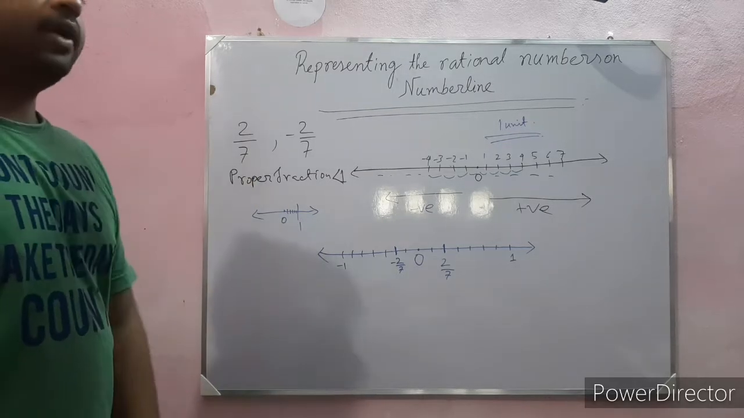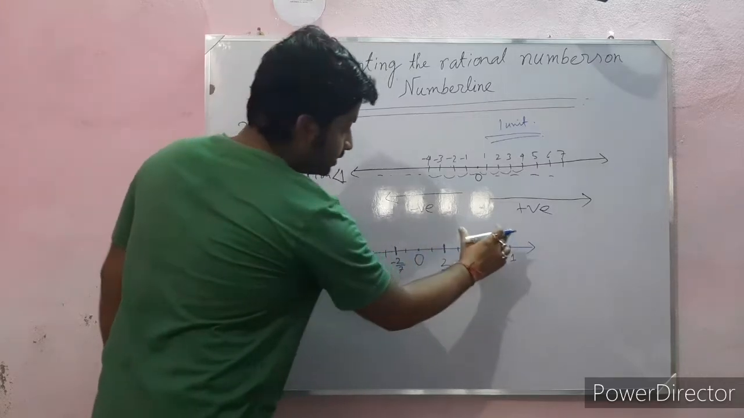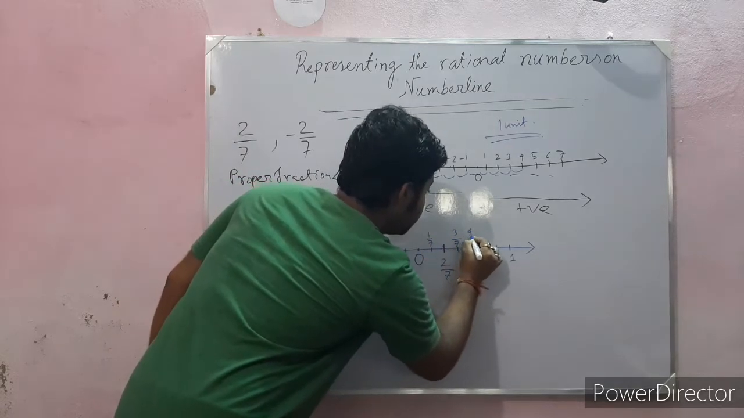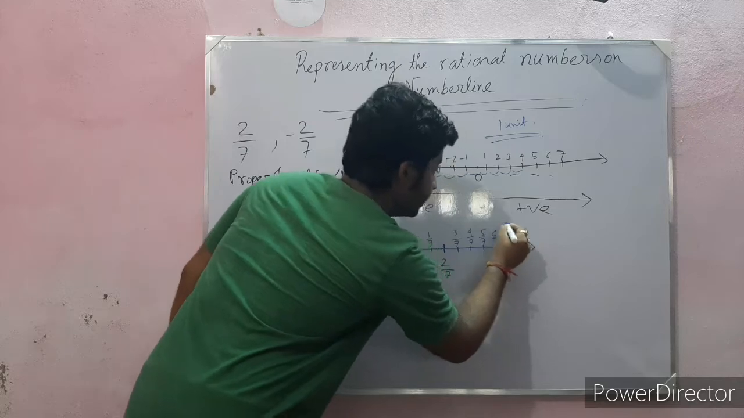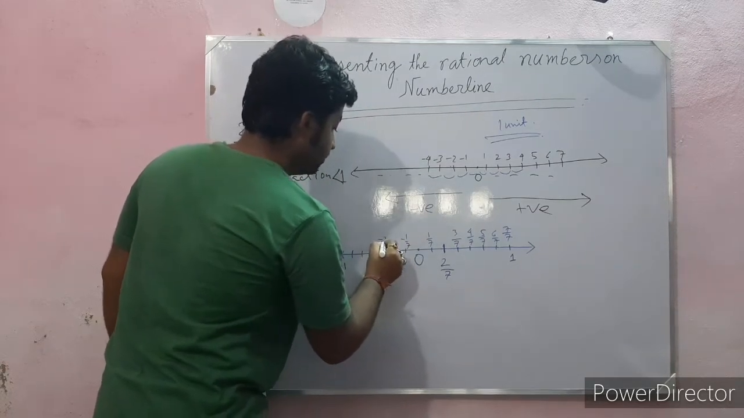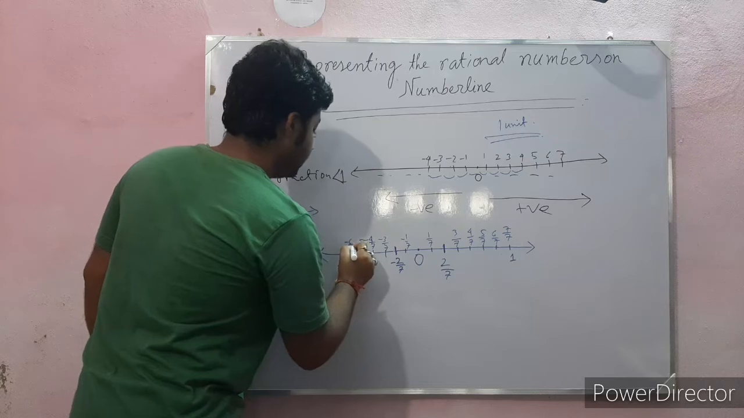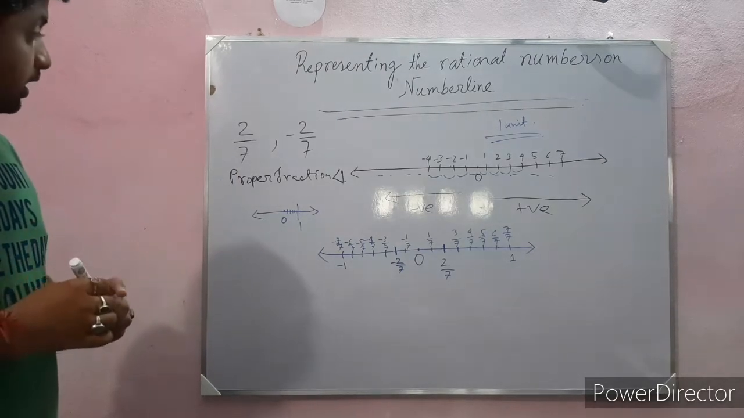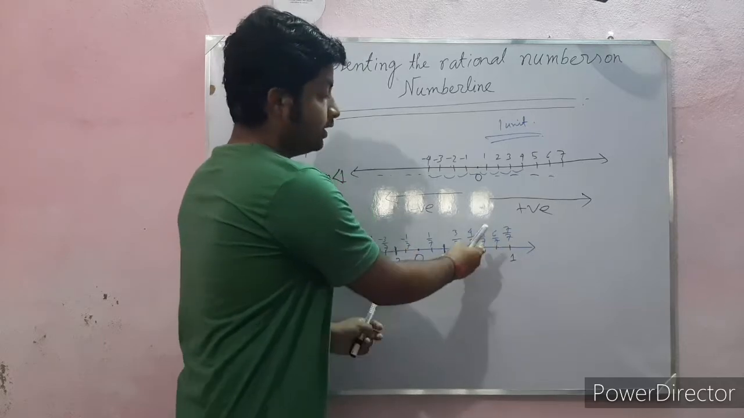This is the way to put the proper fractions on the number line. And in these divisions, these points are 1 by 7, 2 by 7, this is 3 by 7, this is 4 by 7, this is 5 by 7, this is 6 by 7, and this is actually 7 by 7, that is 1. Here also you can put minus 1 by 7, minus 2 by 7, minus 3 by 7, minus 4 by 7, minus 5 by 7, minus 6 by 7, and minus 7 by 7. In this part, I have taken 2 by 7, so I have divided the length between 0 and 1 into 7 equal parts.